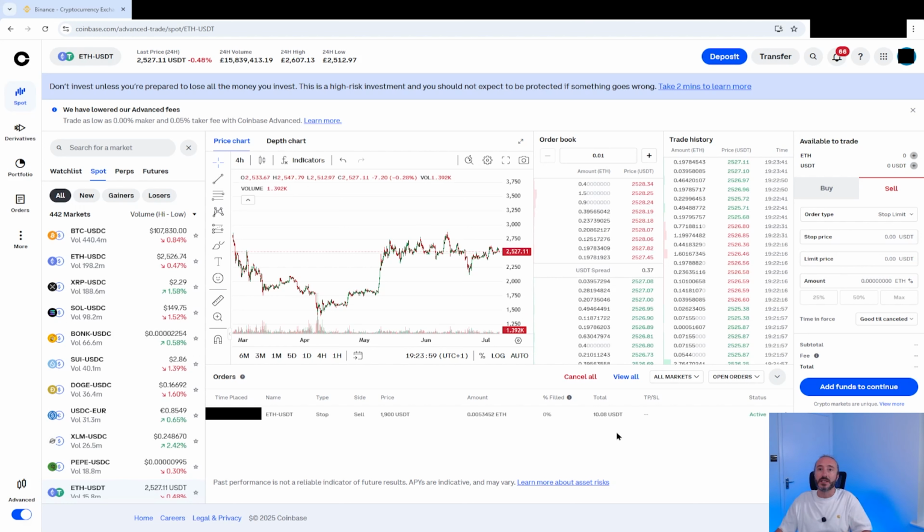But here's the risk. If the market crashes fast and drops below $1,900 before the order is filled, it won't sell, unless the price comes back up to $1,900 again. That's the trade-off with stop limit orders. You get more control, but they're not guaranteed to execute in volatile markets. So anyway, that is how to place a stop loss on Coinbase using a stop limit order.